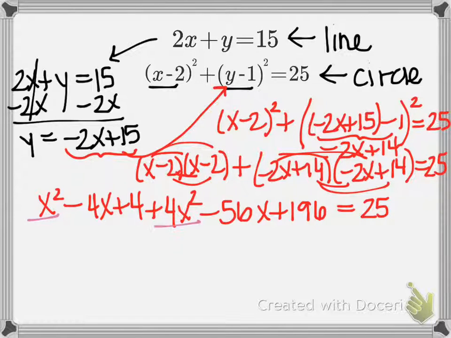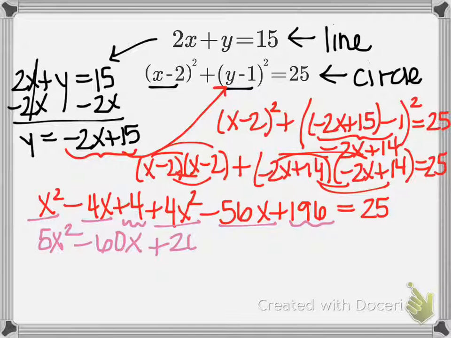So I've got 5x squared. Negative 4x and negative 56x makes negative 60x. And positive 4 and positive 196 makes positive 200. And this is all equal to 25. Okay. Finally, again, I'm going to be ending up with a quadratic that I'll need to solve, so let me set this equal to 0 by moving the 25.